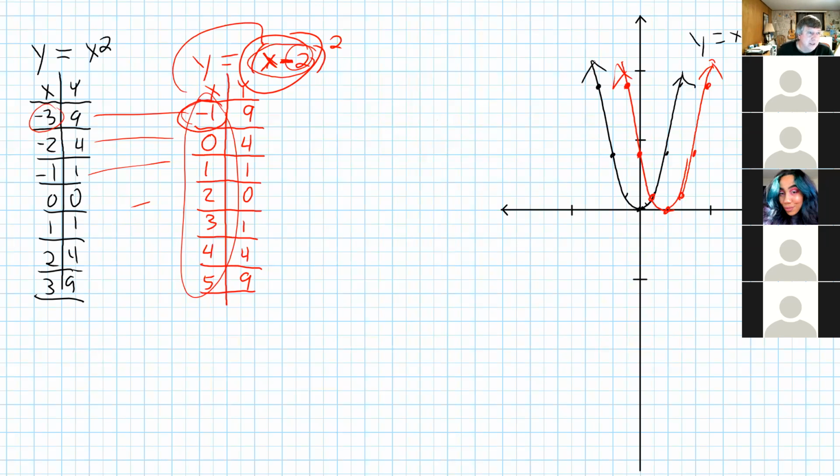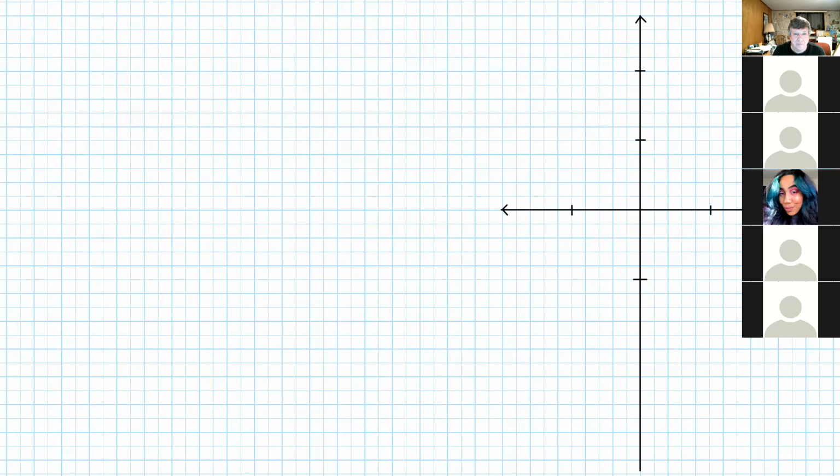What do you think y equals x plus 3, the quantity squared, would look like compared to the black graph? Would I move it to the left? How far? 2 units? Oh, 3. Sorry. There you go. Okay. So what's going on? Let's go to the next page.